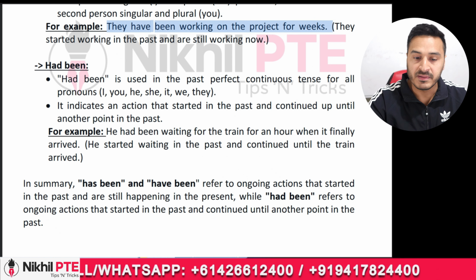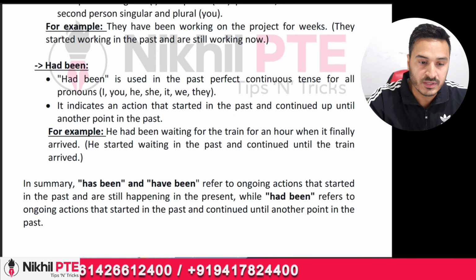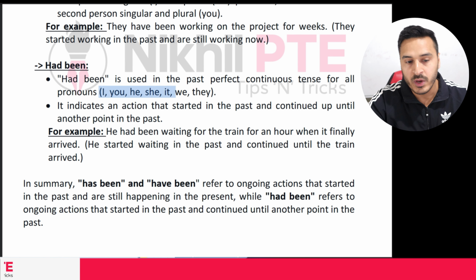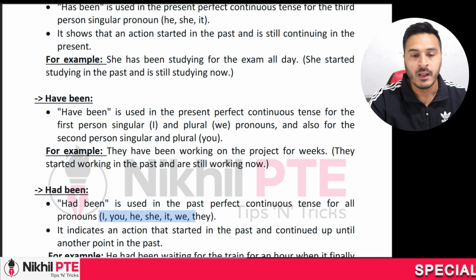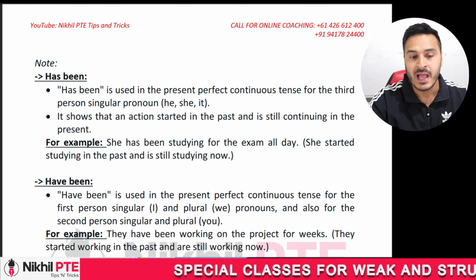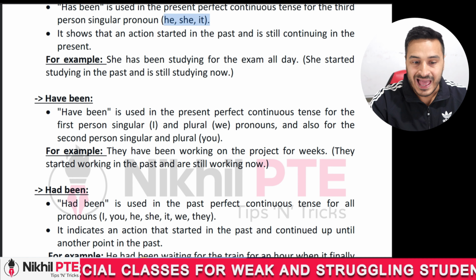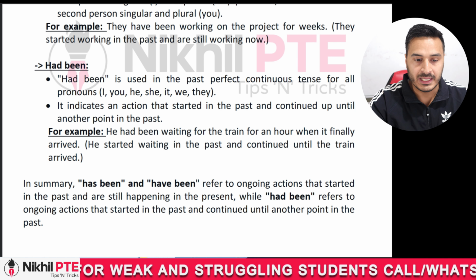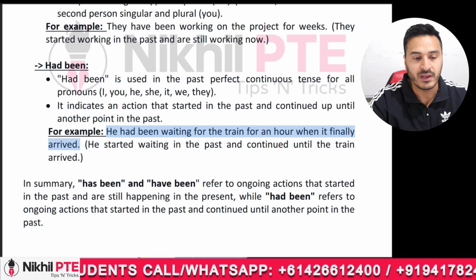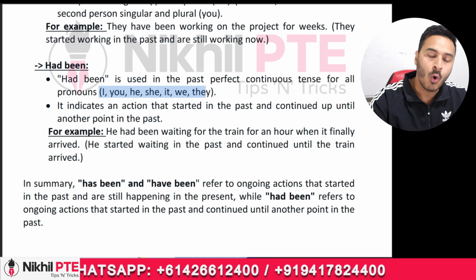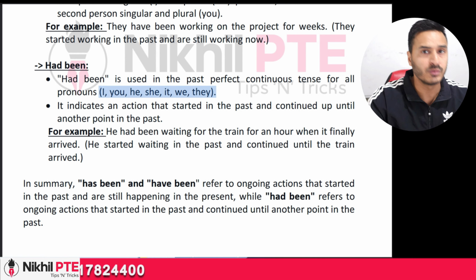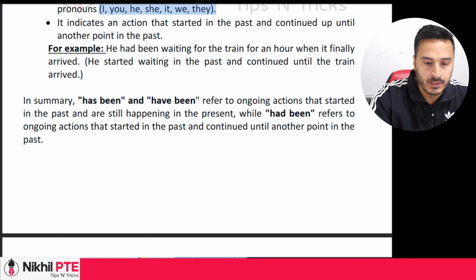Had been, basically for past perfect continuous tense, and we can use it for all pronouns: I, you, he, she, it, we, they. But has been or have been, I have explained already. You can use has for singular, have for plural. Let's take an example. He had been waiting for the train for an hour when it finally arrived. You can use had for all. There is no singular or plural in the case of past perfect continuous. I'm talking about the had been.